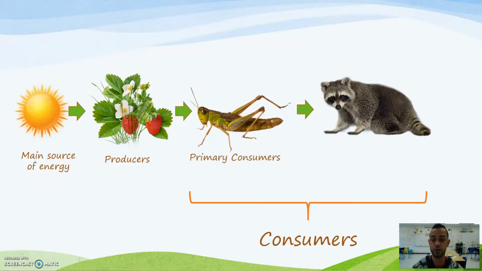So the grasshopper is a primary consumer or herbivore, and the raccoon is a secondary consumer or omnivore. Remember, a raccoon can get energy either from the grasshopper, or the raccoon is going to eat the fruits from plants. So that's why the omnivore is a consumer. But which kind of consumer? Omnivore.